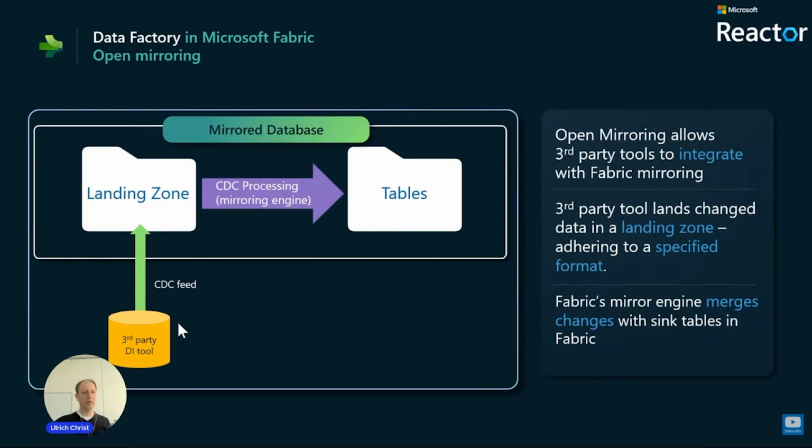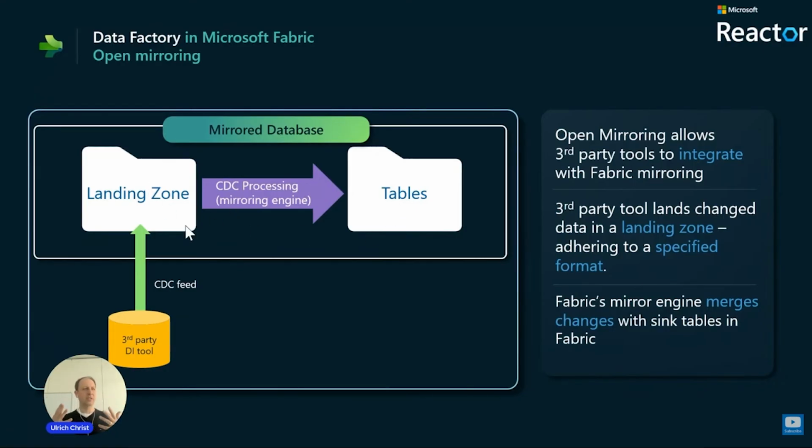For example, we support open mirroring for Oracle databases via Oracle Golden Gate. In that case, Oracle Golden Gate would be the third-party tool here. Golden Gate has adopted the specification of our landing zone format. So once you start Oracle Golden Gate and configure it for open mirroring, it will start pushing first an initial snapshot into the landing zone. Our mirroring engine will take it from there and write it into the sync tables. After that, it will provide incremental updates which come from the source into the landing zone. And again, our mirroring engine will take it from there.